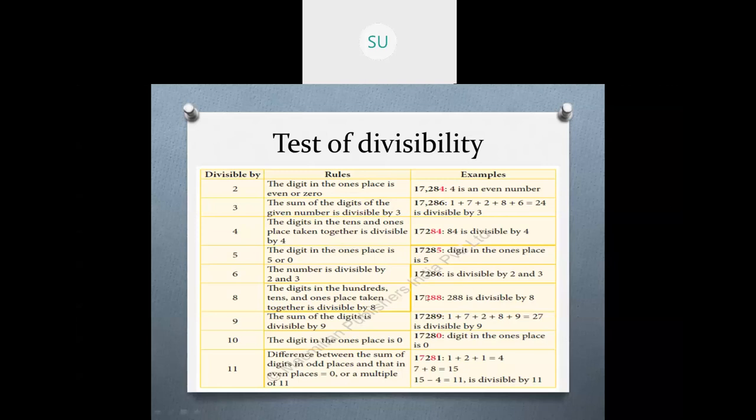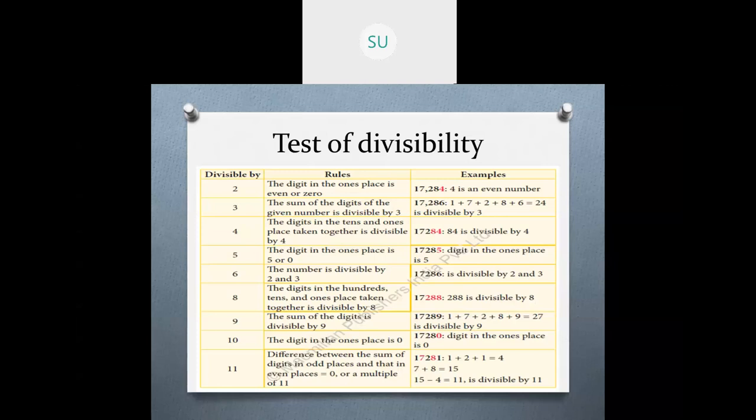So for example, 17,288. So here the 100s, 10s and 1s placed together is 288. So 288 is divisible by 8. That is why 17,288 is also divisible by 8. Okay, so this is the divisibility rule for 8.